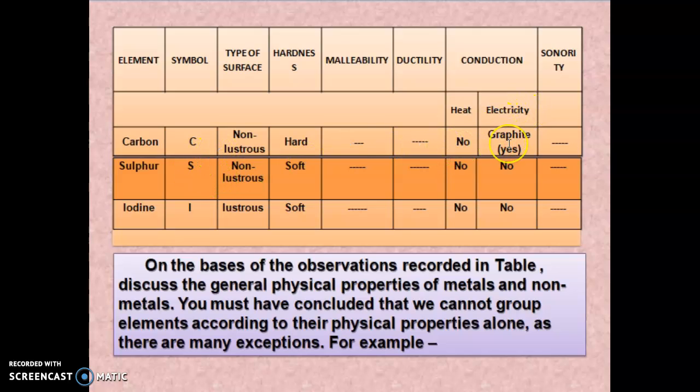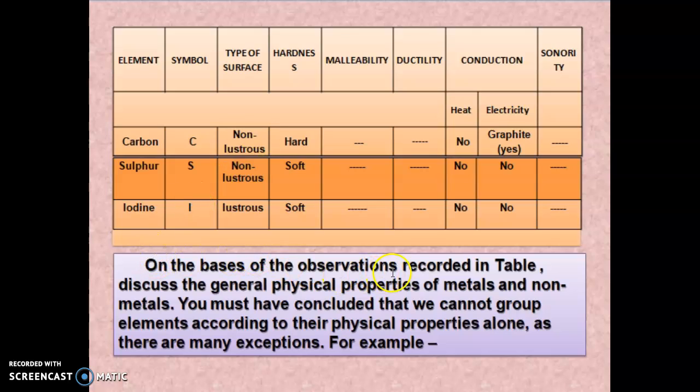Conduction of heat and electricity: carbon, sulfur and iodine do not conduct heat, nor electricity, except graphite. Graphite, an allotrope of carbon, will conduct electricity. The other, sulfur and iodine, will not conduct electricity. Sonority: they do not show sonority, that is, they will not produce any sound. So these are the properties of non-metals.